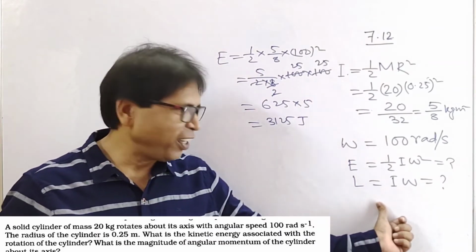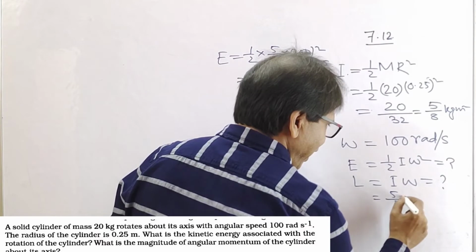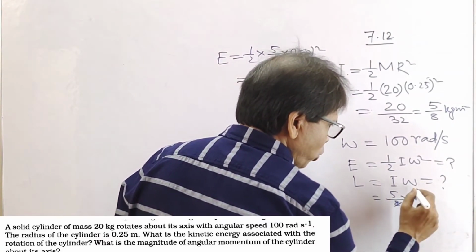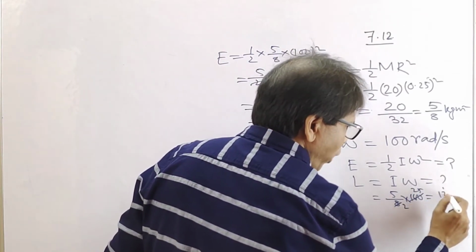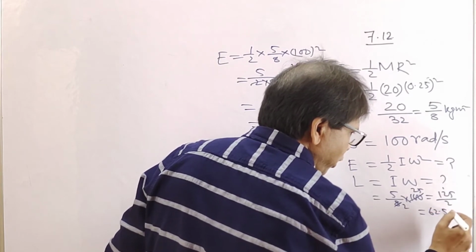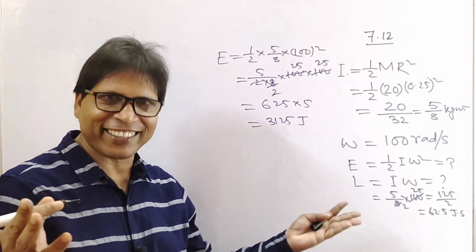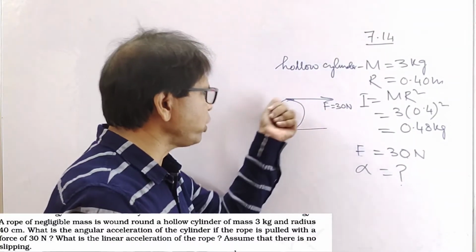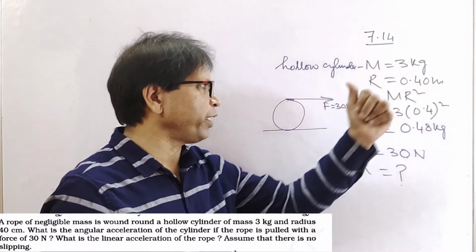Now angular momentum, look at this, angular momentum is 5/8 and this is 100. Okay, now this and this cancel out, so this is 25 by 2 and this is 125/2, so this is 62.5 joule second. Okay, understood? Next, a rope of negligible mass is wound on a hollow cylinder of mass 3 kg, radius 0.4 meter.